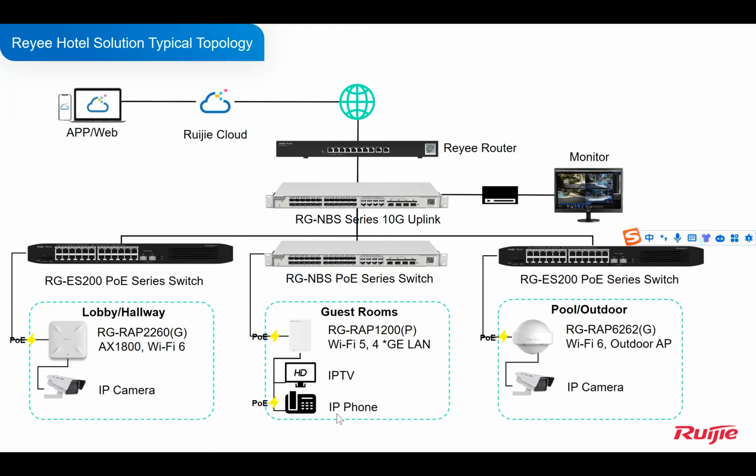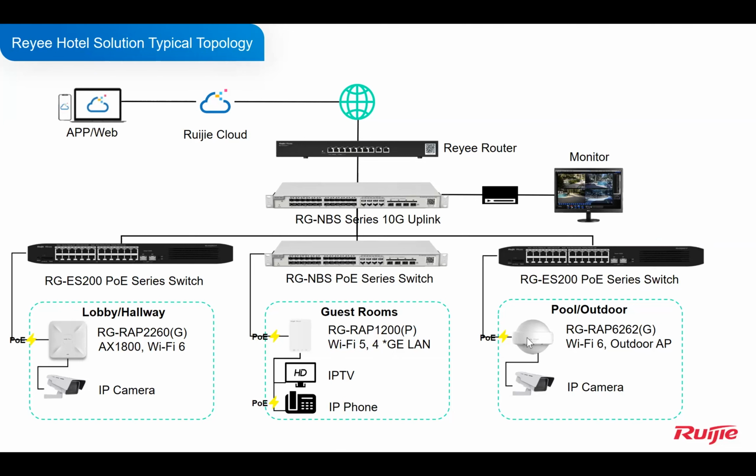The second type of AP device is installed in the guest rooms. In guest rooms, we provide the wireless network for our customers, and we also have to provide the wired network. So we provide this wall AP to install in every guest room so that we can provide wired interfaces such as for the IPTV and the IP phone, so that we can connect these devices to our wall AP.